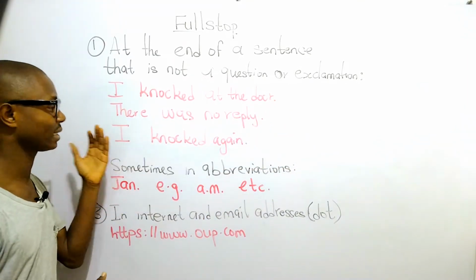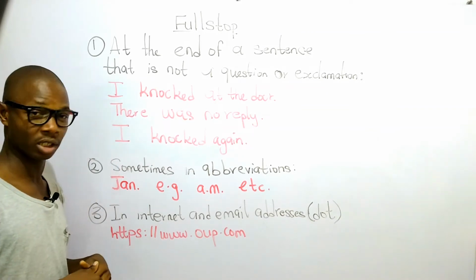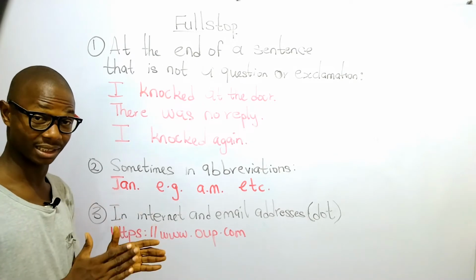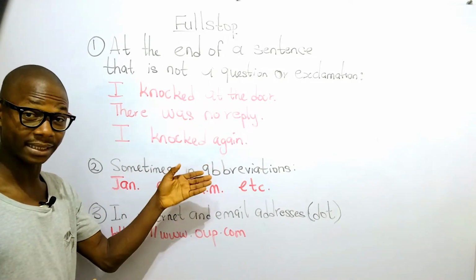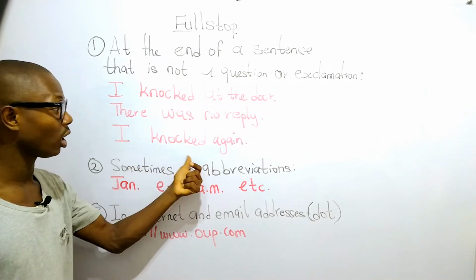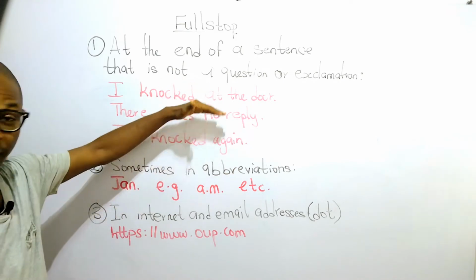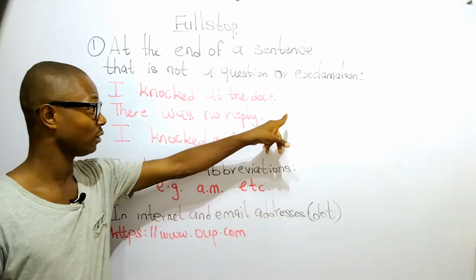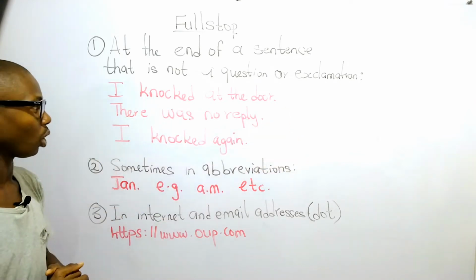Now, you can see the sentences written on the board. Number one, I knocked at the door. That's a sentence. There was no reply. That's another sentence. I knocked again. Okay? So these are statements, all right? Whenever we make a statement, they have to end with a full stop. Okay? So that's number one.